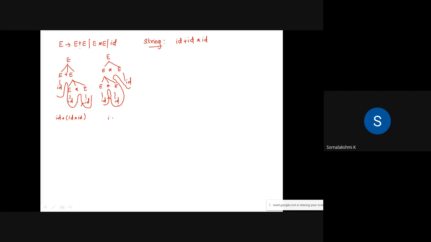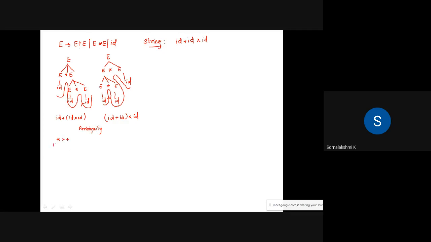So the same expression gets evaluated like this. So we have two parse trees and two types of evaluation for the same string with the same grammar. Okay, so this is ambiguity, and we all know that asterisk has a higher precedence. The precedence of asterisk is greater than plus.